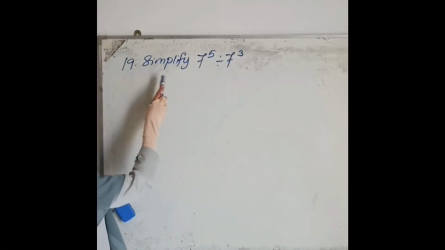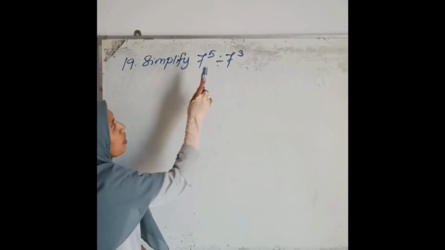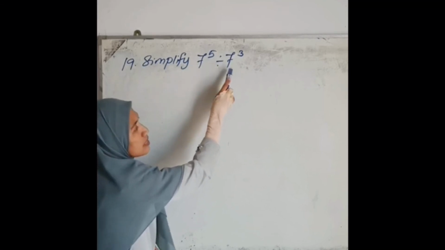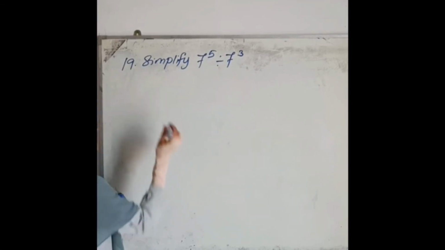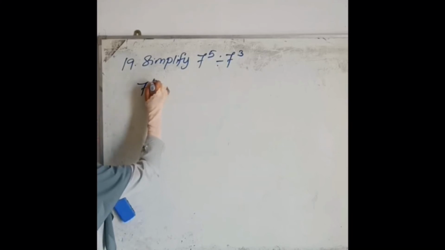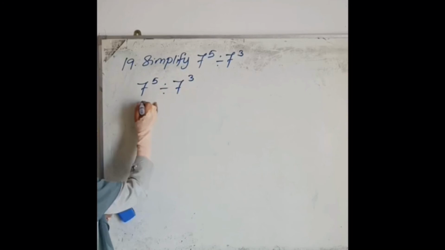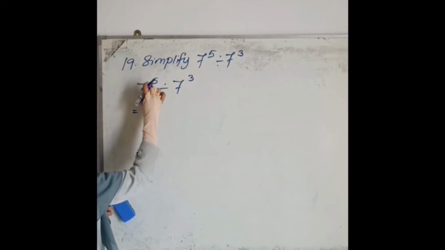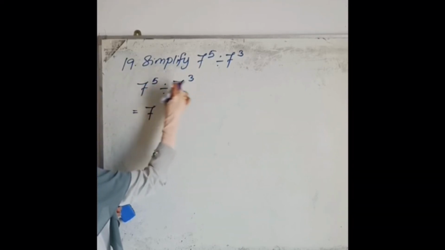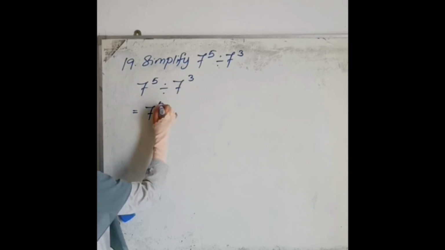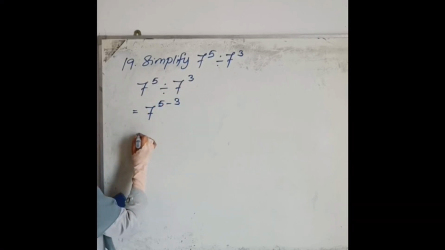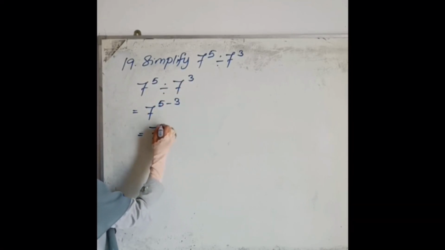Number 19. Simplify 7 to the power of 5 divided by 7 cube. So by using the second law, same base 7, index we can subtract. So 5 minus 3. So the answer is 7 squared.